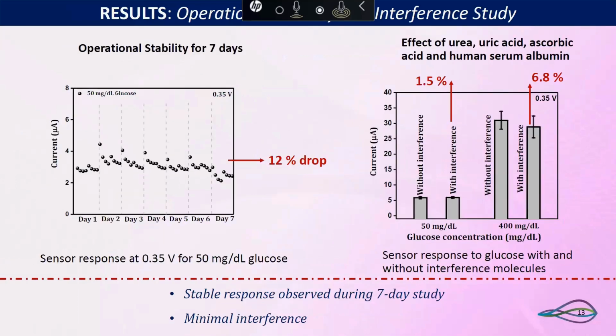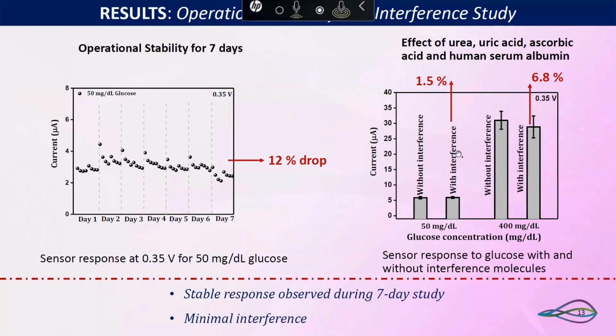This is the operational stability and interference study. The first graph shows the current response of the sensor at 0.35 volt for one given glucose concentration for about 7 days. From day 2 to day 6, the current values were very stable, and by the end of day 7, the current dropped by 12%. In this study, each day we measured for half an hour, and between the days we kept the sensor dipped in buffer.